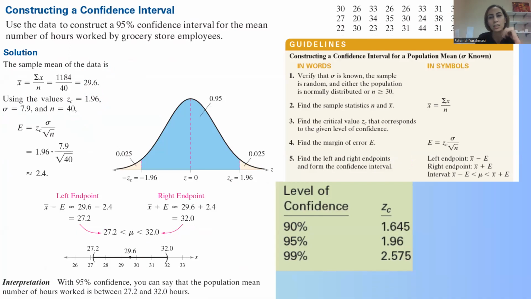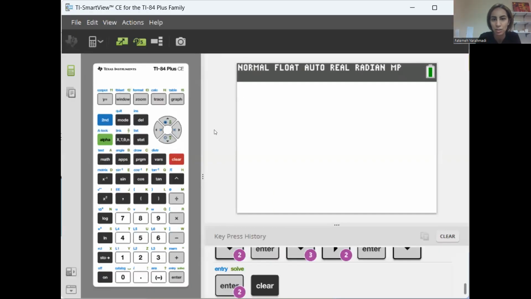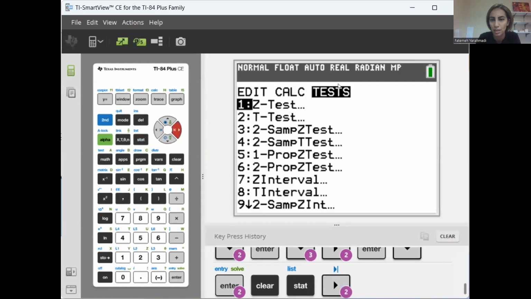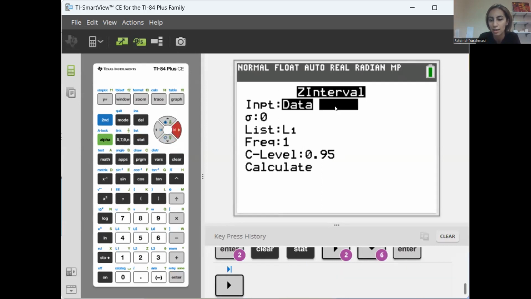But how do we use our calculator to make sure of the accuracy of our calculation? Let's take a look at our calculator. So in using our calculator, we need to go to stat and then go to tests. In tests, we need to find the interval. Number 7 is Z interval that we're going to use. In the Z interval, we have the statistic of the data. The statistic is X bar, it is sigma, and the rest of the data.